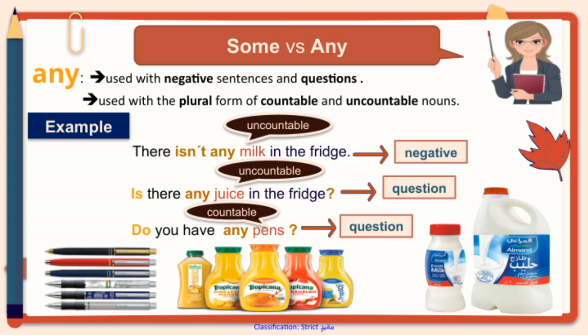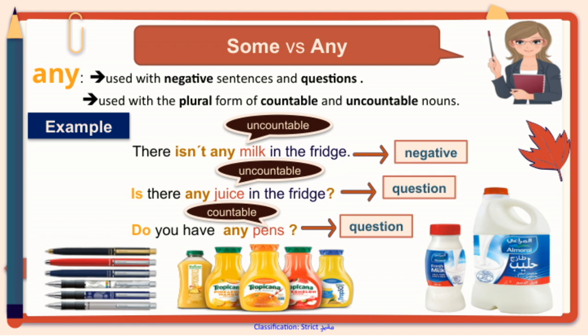Now, let's look at how we use the word any in different situations. First, in questions, we often use any to ask about the existence of something. For example, you might ask, "Do you have any pens?" Notice here, because we're asking a question about pens, which are countable nouns, we use any. Next, any is also used with uncountable nouns when we're asking questions. For instance, "Is there any juice in the fridge?" Again, we're inquiring if some juice is present, even if we're not specifying a particular amount.